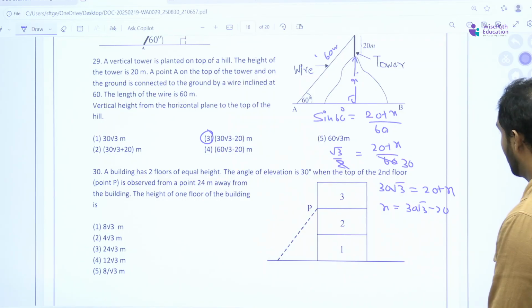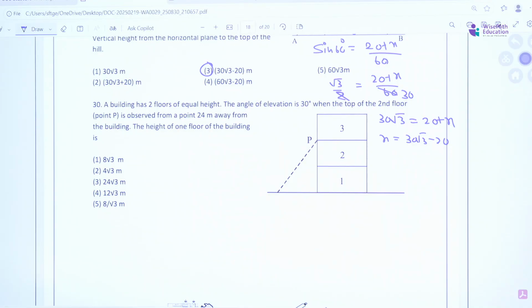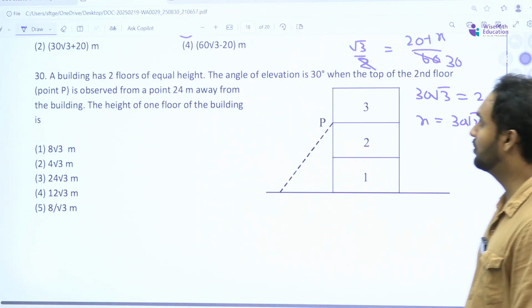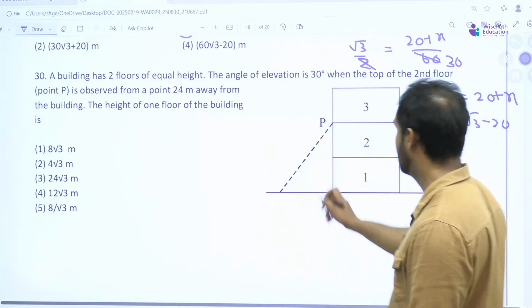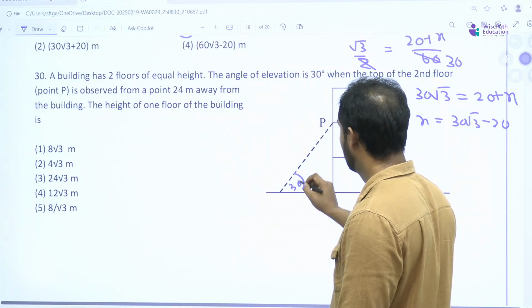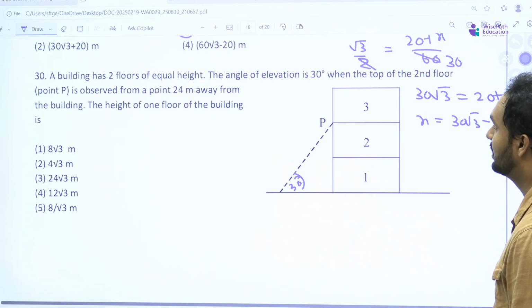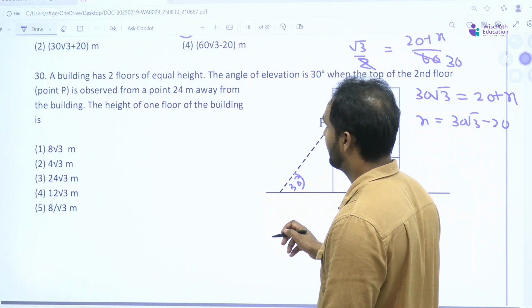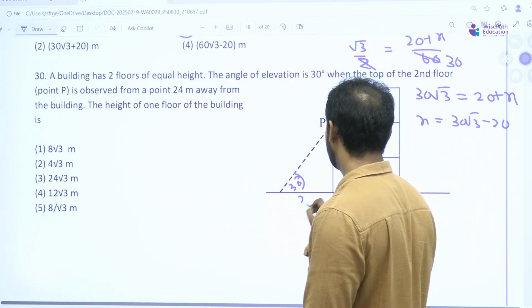Come to the next question, question number 30. A building has two floors of equal height. The angle of elevation is 30 degrees when the top of the second floor, point P, is observed from point A, a point 24 meters away from the building. Now this is 24 meters.